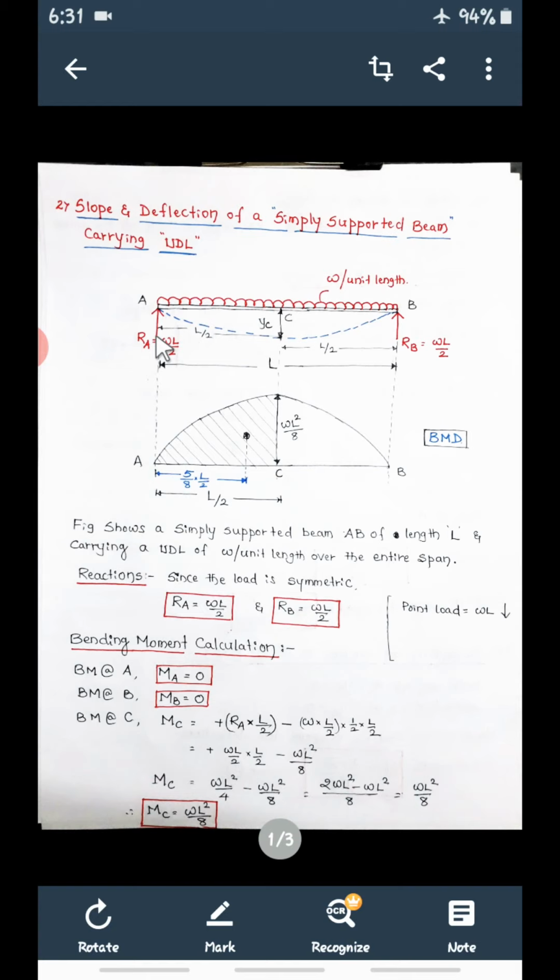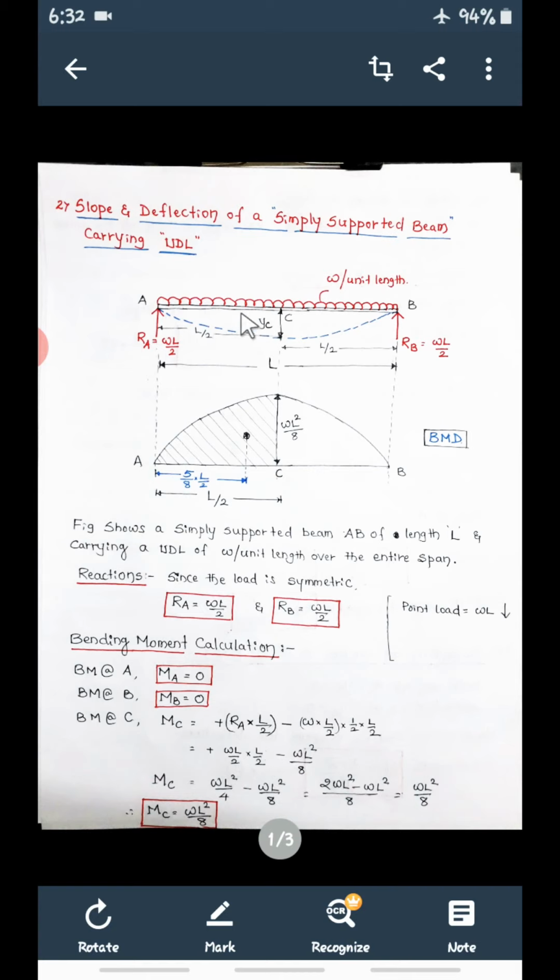This is positive because when you apply this RA, this AC portion is going to bend like this. When you push here from the bottom, A goes up, so this beam is going to bend like this. Then it is sagging. Sagging means positive. So plus RA into L by 2.